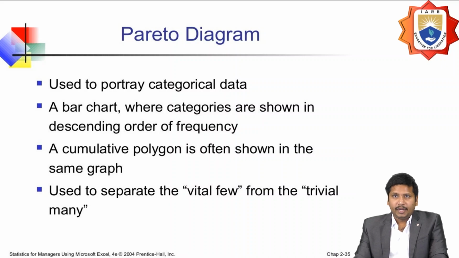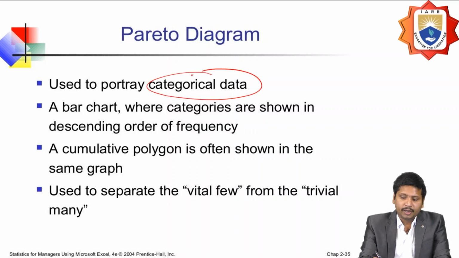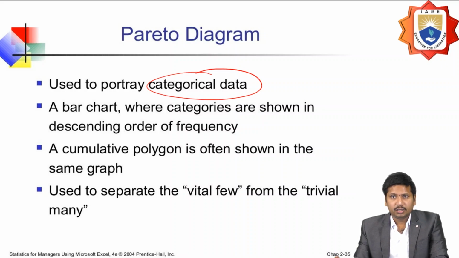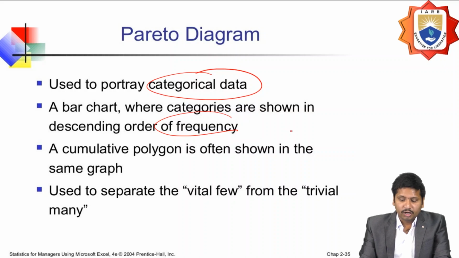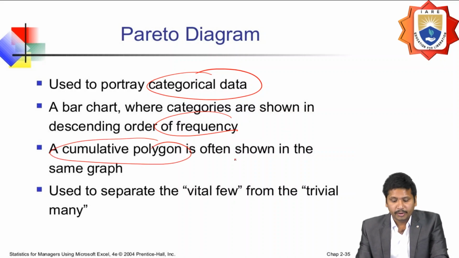And next one is the Pareto diagram. Normally this is used to portray categorical data. Normally it is a bar chart where the categories are shown in decreasing order of frequency, and another type of graph, like a cumulative polygon, is also shown in the same graph, which is also used to separate the vital few elements from the trivial many. So the Pareto diagram mainly represents categorical data, and this bar chart mainly focuses on descending order of frequency. The cumulative polygon is almost similar to the Pareto diagram as well. Normally the Pareto diagram is used to separate the vital few from the trivial elements of the variables.